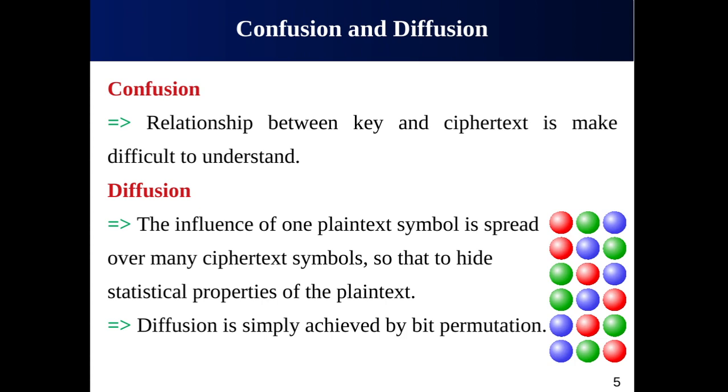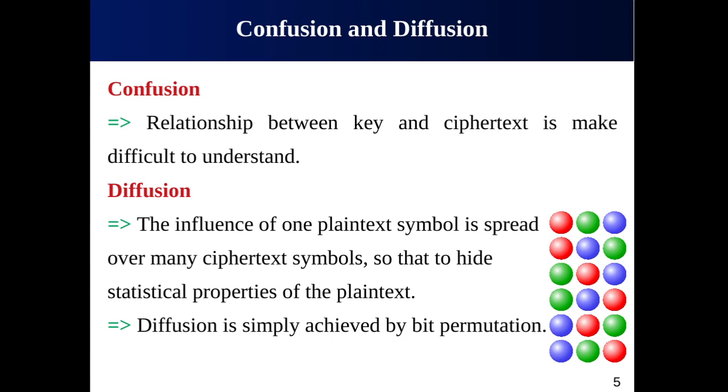The next property is known as diffusion, and in a broader sense, it is the relationship between the plain text and the ciphertext. It means that the influence of one plain text symbol is spread over many ciphertext symbols. And why? Because we have a goal in mind, and that goal is to hide the statistical properties of the plain text.